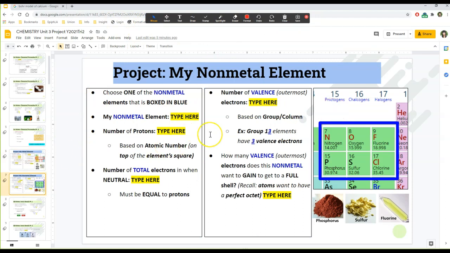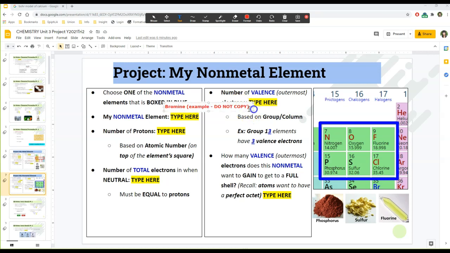All right, so let's go ahead and talk a little bit about the nonmetal. So very similar process here, but this part, the valence electrons, are going to look a little bit different. So you need to choose your nonmetal element. You can choose nitrogen, phosphorus, oxygen, sulfur, fluorine, or chlorine. I'm going to actually go ahead and choose bromine down here just because I'm doing an example. All right, so taking a look here, my nonmetal element is going to be bromine. This is an example. Do not copy.